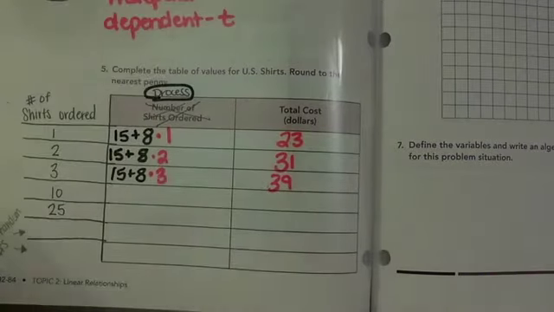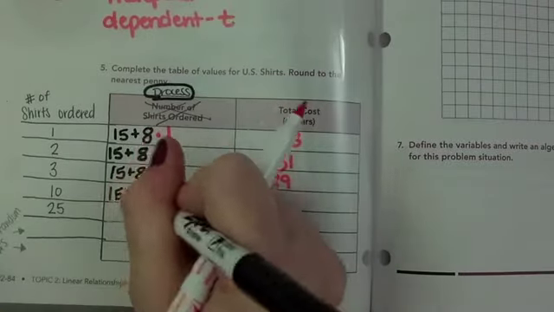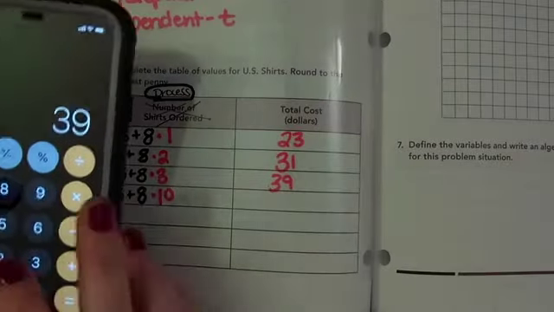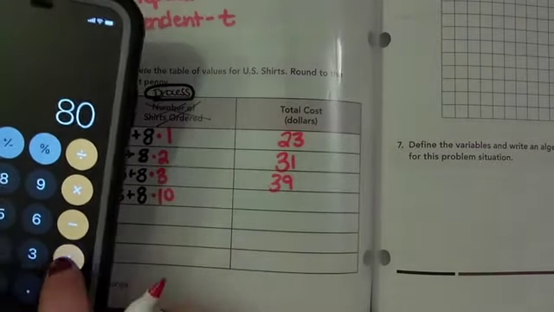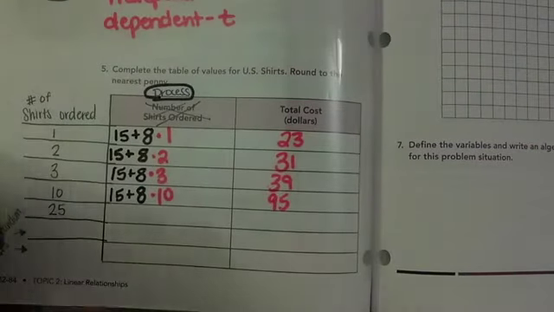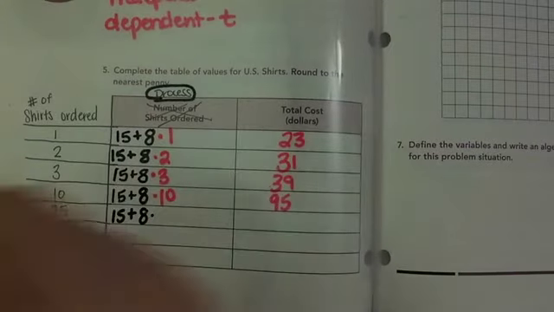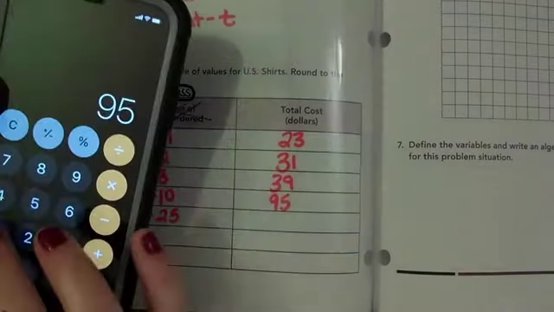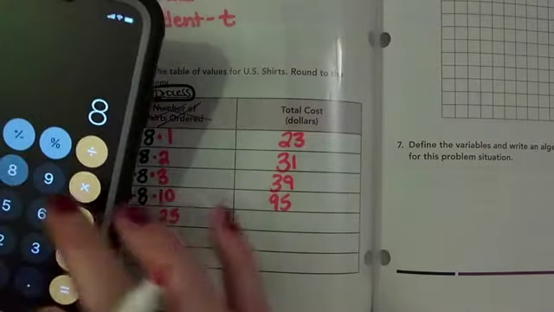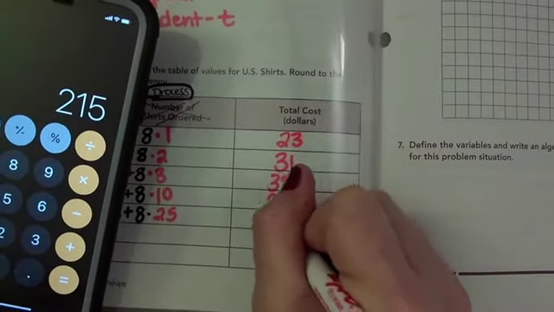Okay, let's do the next one. 15 plus 8. Oh, this one jumped to 10. Pay attention to that. It's not 4. So then we would do 8 times 10 is 80, plus 15 is 95. We actually did that one on the last page. And then 15 plus 8 times 25. I hit enter twice. 8 times 25 plus 15 is 215.